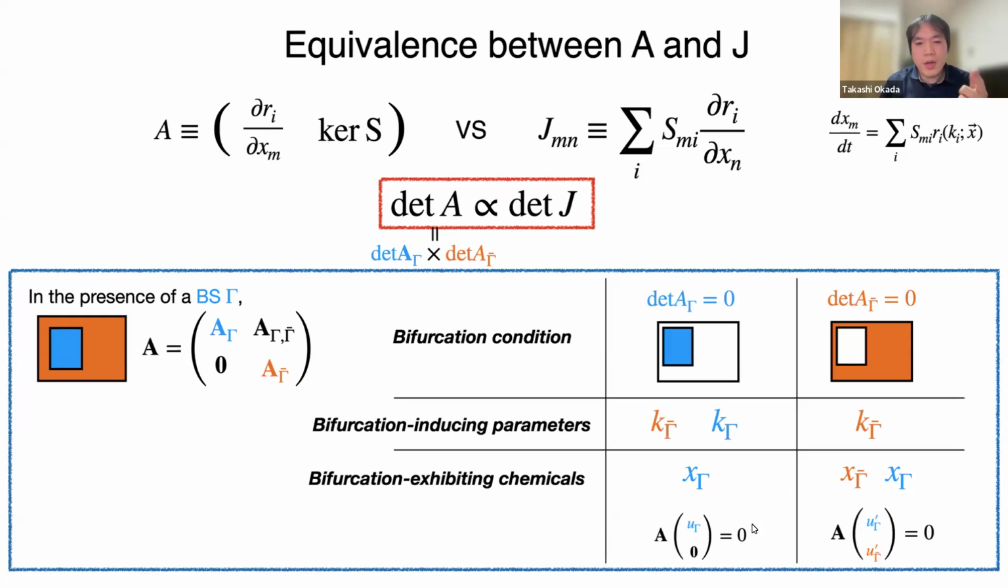Okay, so this difference arises because the support of the null vector of matrix A differs between these two cases. In the first case, the support is only on the buffering structure, but in the second case, the support is both on gamma and gamma bar. This can be easily confirmed from this block triangular shape. Okay. This is a structural consequence. So this should hold for any kinetics.